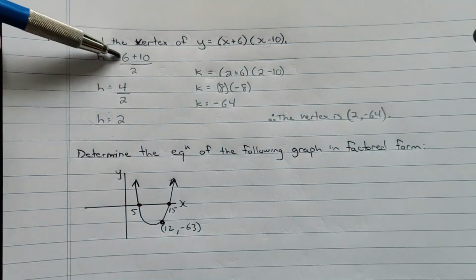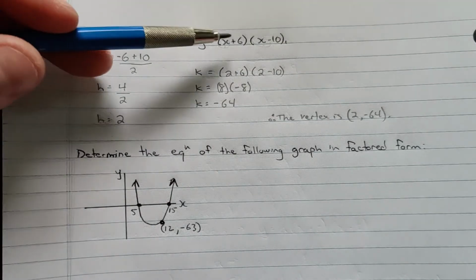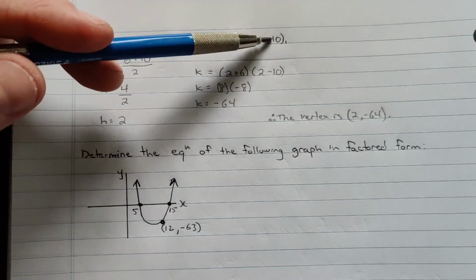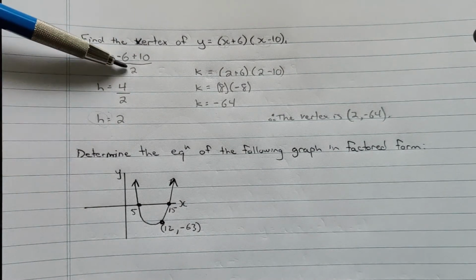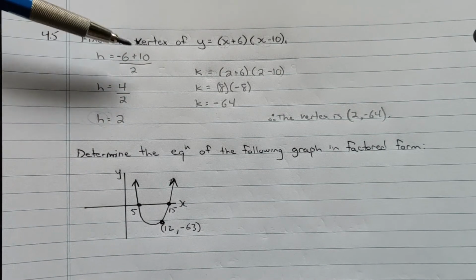So again, note, the signs change. Negative 6 from the positive 6, positive 10 from the negative 10. The signs flip around to get the values.